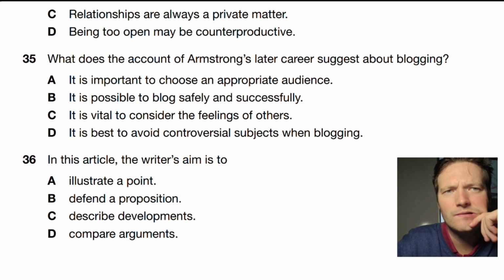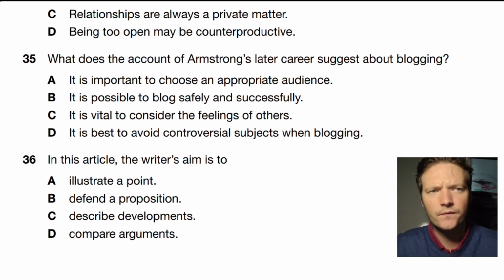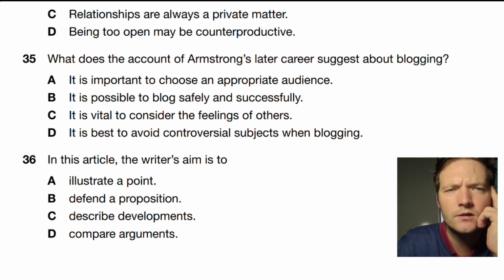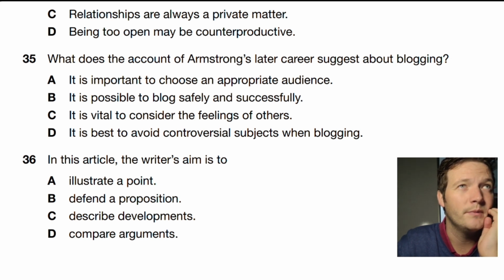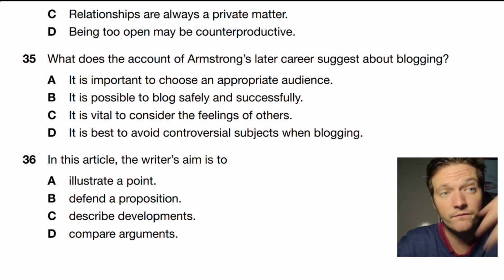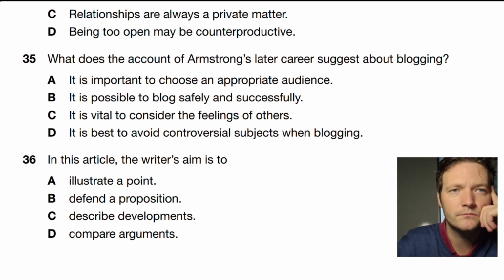Because she did it the wrong way, but then she's found a way to do it, and she's now making money again, and it's working out okay. Yeah, maybe A is too specific. It's important to choose an appropriate audience. It doesn't actually mention the audience much, does it? I suppose. Even though you could interpret A, it doesn't directly say A, does it? Whereas B, yeah, that looks more like the correct answer to me now. B. It's possible to blog safely and successfully, because that's what she's doing now, even though she experienced the opposite beforehand.